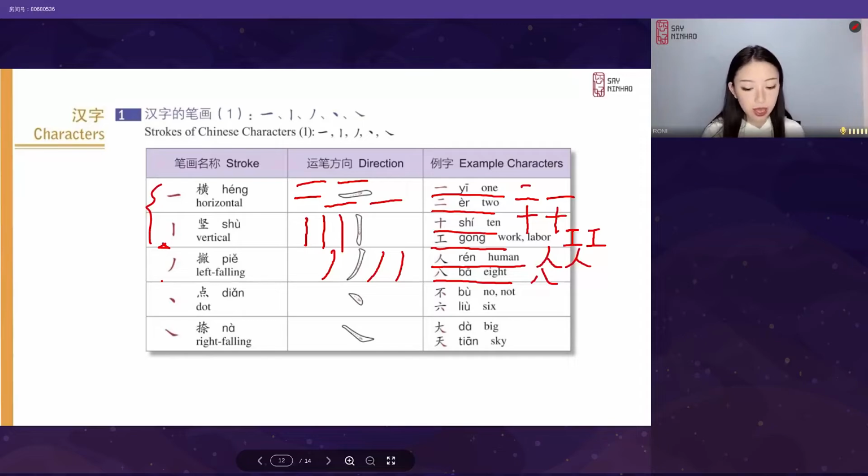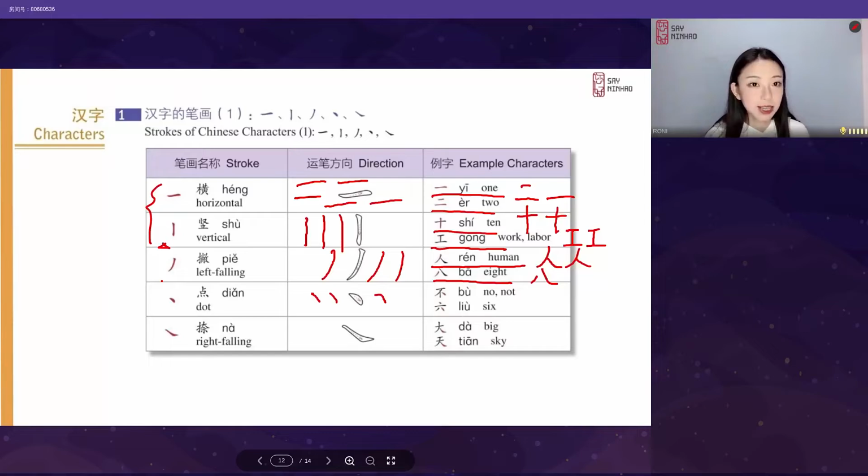And the next stroke is 点, third tone, 点, which means dot. The direction of writing it is from top to bottom. Dot, a dot, 点.